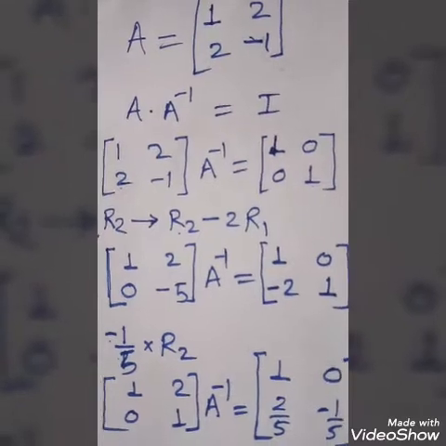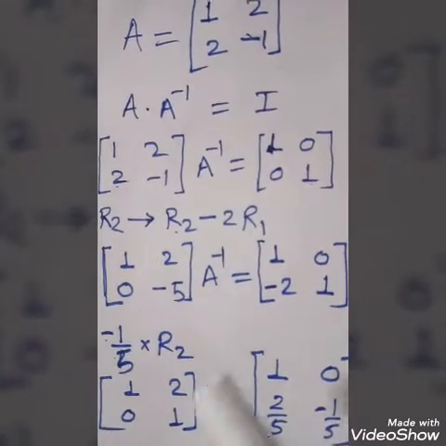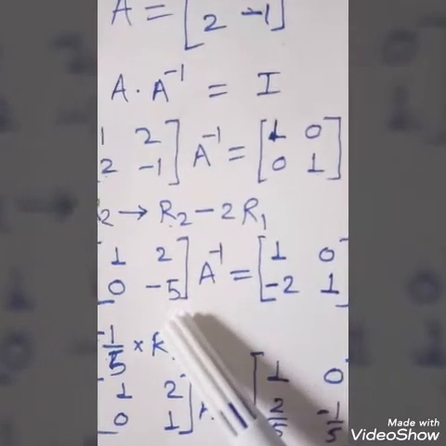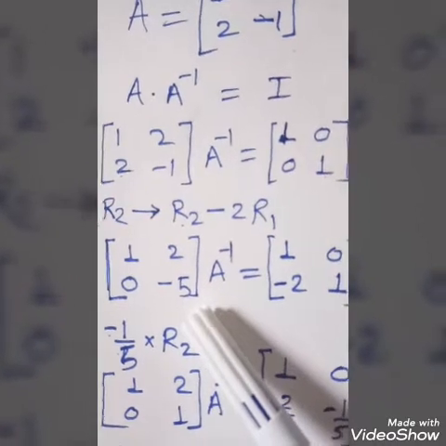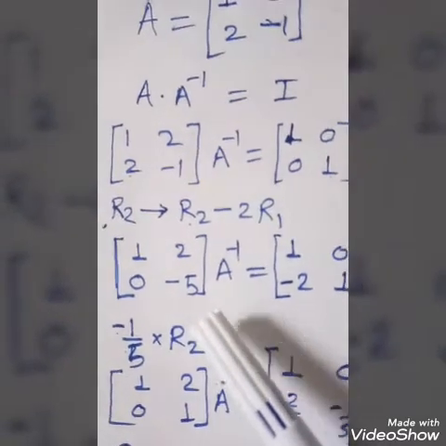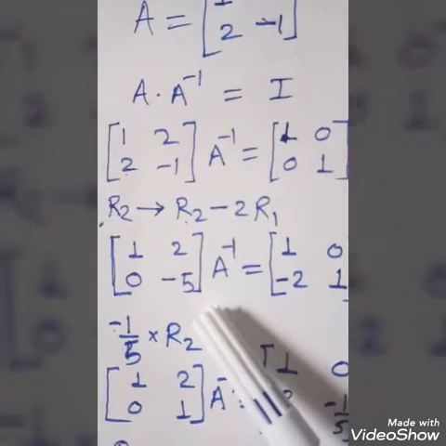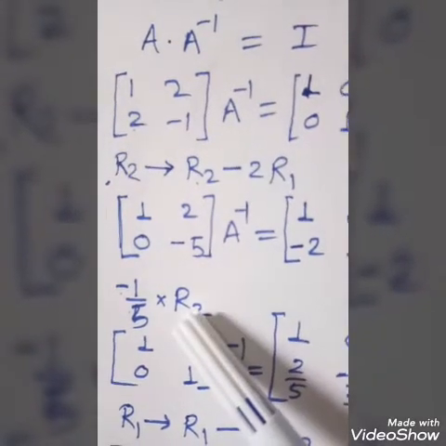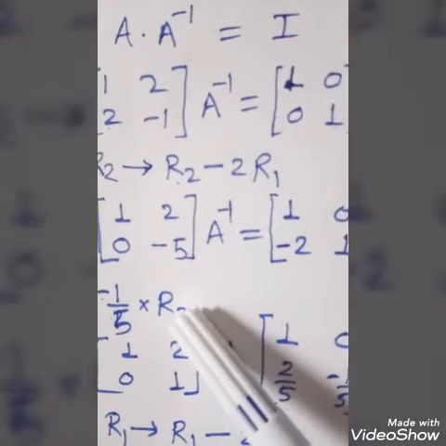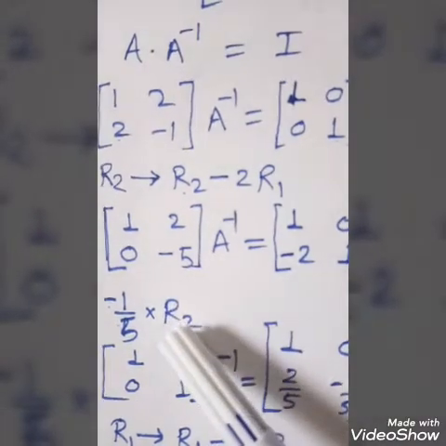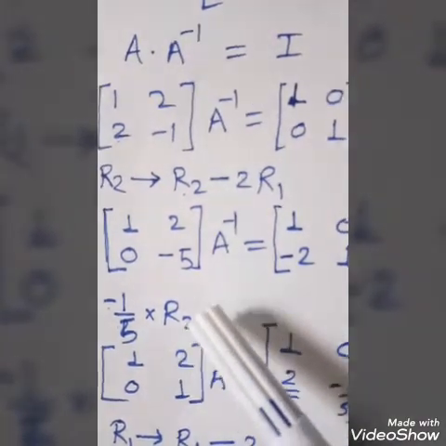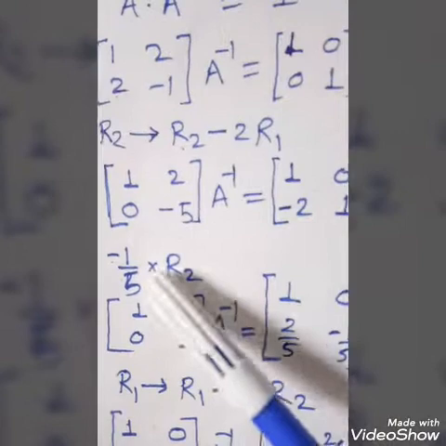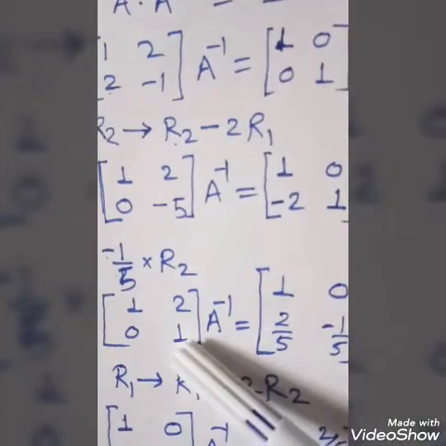How to convert this element minus 5 into 1? There is another operation. Multiply the elements of a matrix by non-zero scalar, means k into Ri. Here we multiply its reciprocal, minus 1 by 5 into R2. अगेन R2 वर ऑपरेशन, R2 च्या प्रत्येक एलिमेंटला -1/5 ने मल्टिप्लाय करायचं, or divide by -5. Means first row as it is 1 2, 0 divided by 5 is 0, -5 divided by -5 is 1.